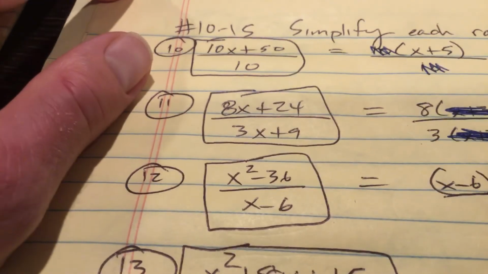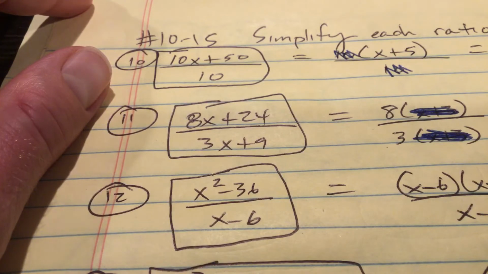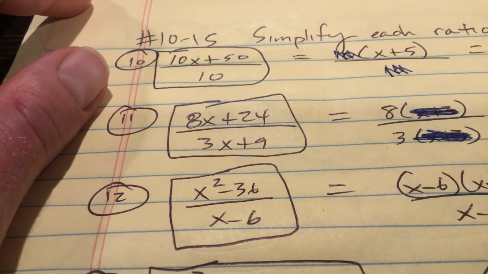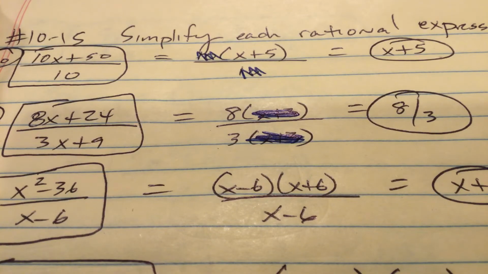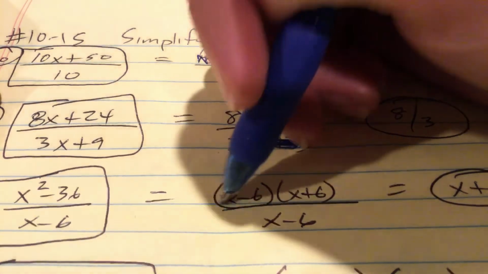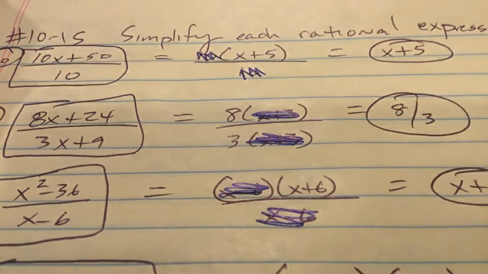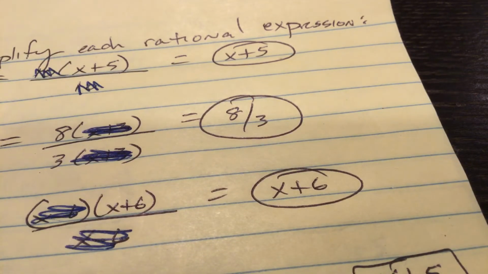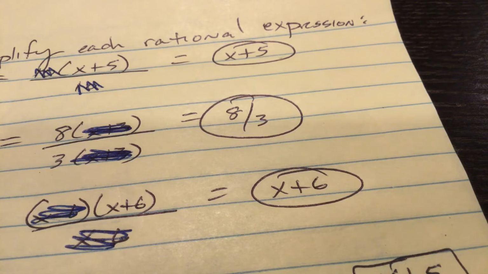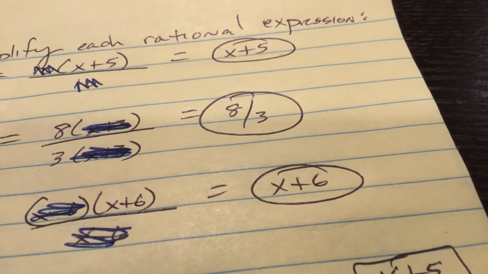Here's number 12, x squared minus 36 over x minus 6. Factor the numerator, x squared minus 36 is going to leave you with x minus 6, x plus 6. The denominator is x minus 6. Cancel what they have in common. Final answer, x plus 6. That was 12.